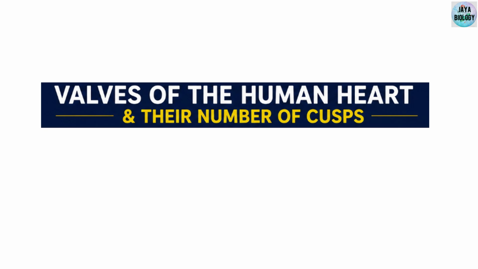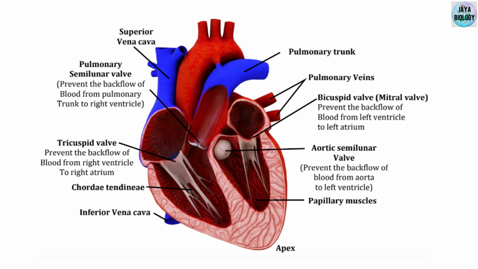So in this video we are going to study the valves of the human heart and how many cusps they have. Now you know very well, the heart keeps blood flowing in one direction only, and it is just because of the valves which are present in it. Today we will learn the names of these valves and how many cusps each has. We'll try to give you easy mnemonics also, so that you can revise it for your NEET exam.